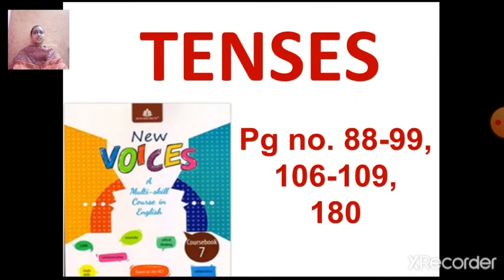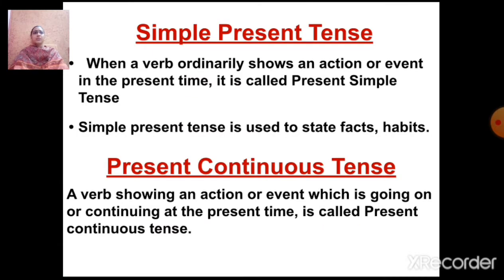So students, let us first start with tenses. We have already learned that tenses indicate a time when an action or event occurs or when a state or process holds. We also understood that tenses are of three categories, that is past tense, present tense and future tense. And then we also understood earlier that these tenses are again subdivided into four subcategories. Let's first start with present tense.